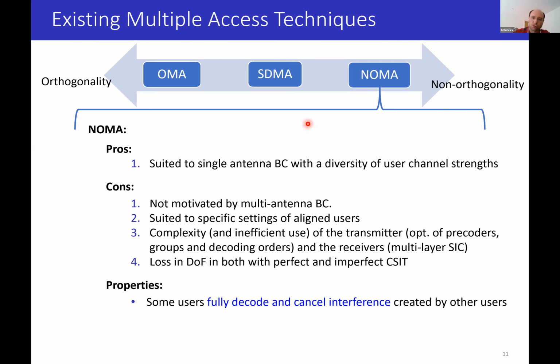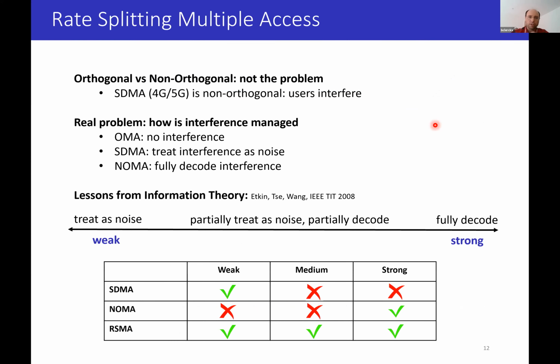So you see the two extremes. SDMA on one hand, you treat interference as noise. NOMA, you fully decode interference. Right, so what about rate splitting multiple access? So the first thing we have to notice is that this whole discussion about orthogonal versus non-orthogonal is really not the problem. If you look at techniques like SDMA, in 4G and 5G, this is already a non-orthogonal technique where users interfere with each other depending on the way the precoders are designed. So this is really not the problem. The problem is how the interference is managed.